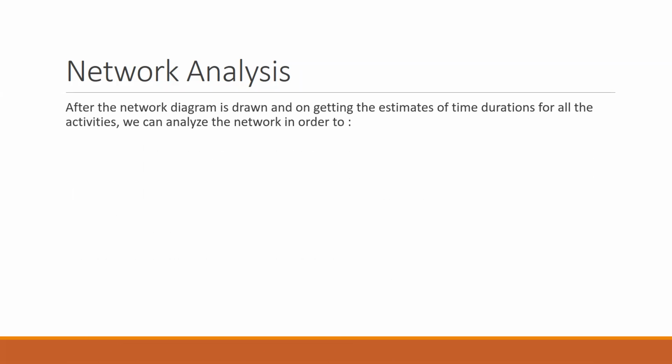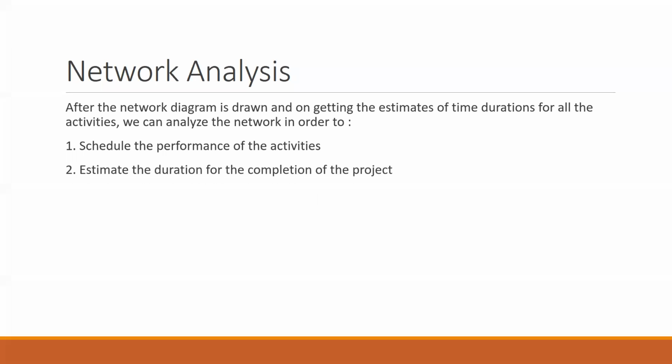So after the network diagram is drawn and on getting the estimates of time duration for all the activities, we can analyze the network in order to get some values. Now, what is that? There are some notations for that. So the analysis can happen based on some schedule, the performance of the activities. Secondly, estimation of the duration of completion of the project, two things.